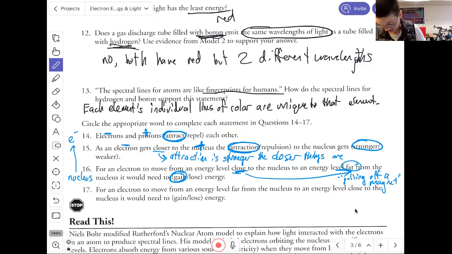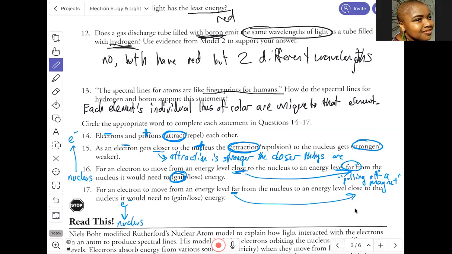So the opposite means if I'm going from far to close, I'm coming closer to the nucleus. The electron is now moving towards the nucleus. As it's moving towards the nucleus, it is going to lose energy. Again, if you think about the nucleus as your refrigerator and an electron as a refrigerator magnet, it helps you make sense.